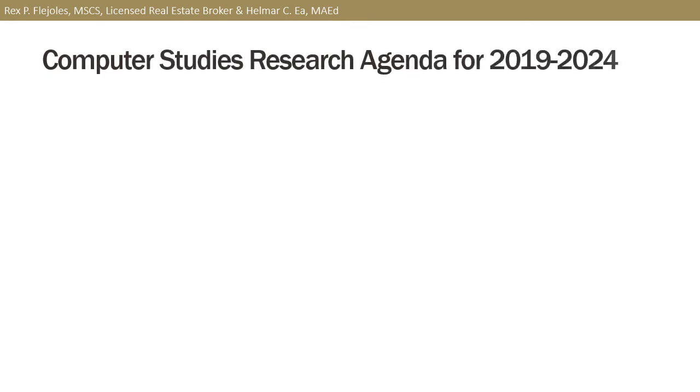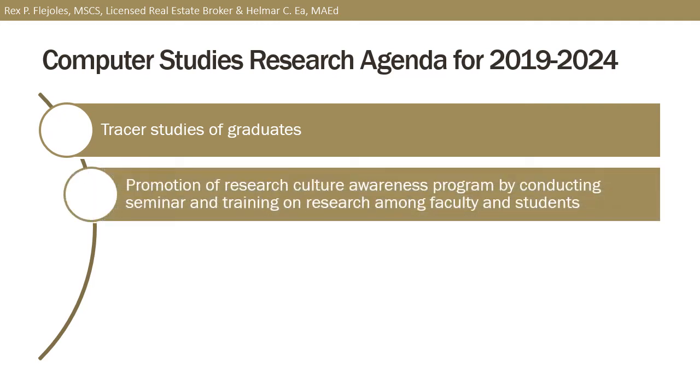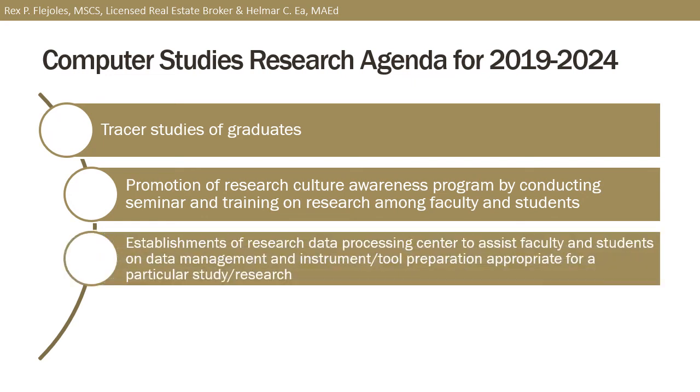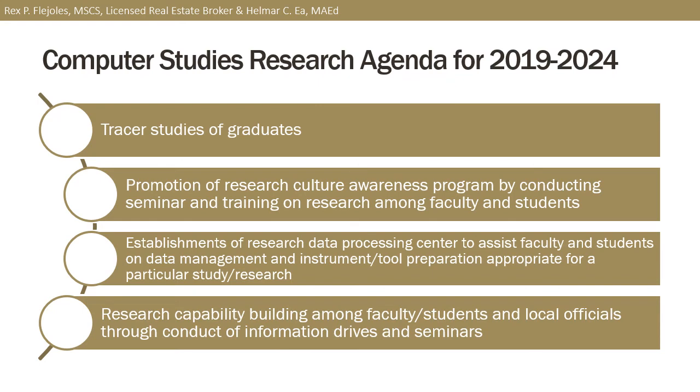For Computer Studies Department, our research agenda for 2019 to 2024 include: first, tracer studies of graduates. Second, promotion of research culture awareness program by conducting seminar and training and research among faculty and students. Third, establishments of research data processing center to assist faculty and students on data management and instrument or tool preparation appropriate for a particular study or research. Fourth, research capability building among faculty and students and local officials through conduct of information drives and seminars.